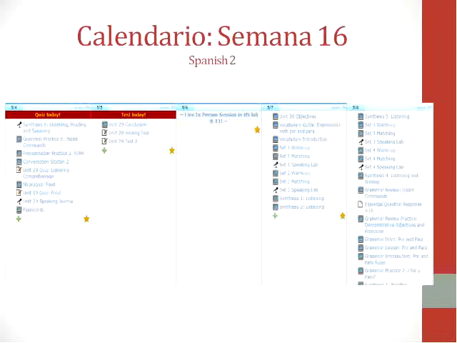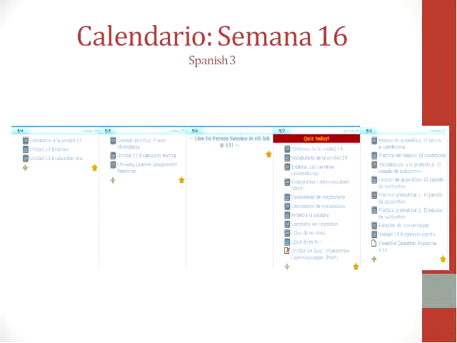Don't forget to submit your essential question at the end of the week. It's always due on Friday for a full 10 points. Spanish 3 calendar looks like this. Highlighting the same items. Are there any questions online? And we'll go ahead.